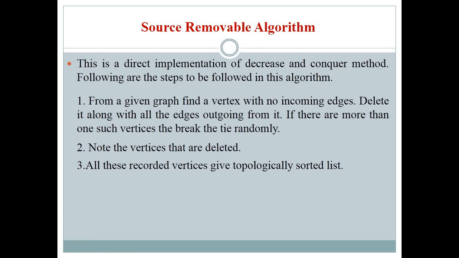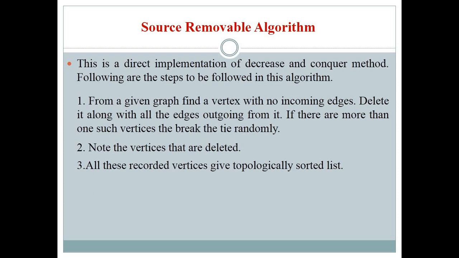Next is source removal algorithm. So in source removal algorithm, very simple and very basic method. This is a source removal algorithm. This is a direct implementation of decrease and conquer method. Following are the steps to follow for the topological sort of any graph.